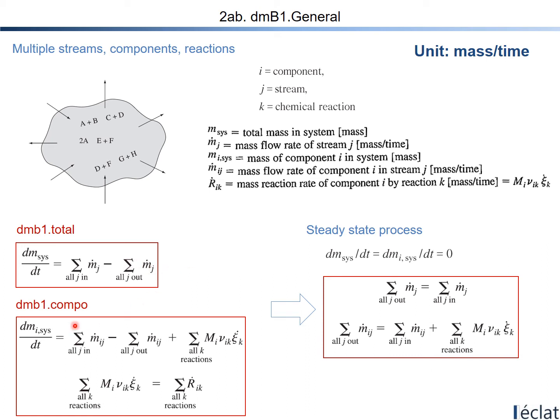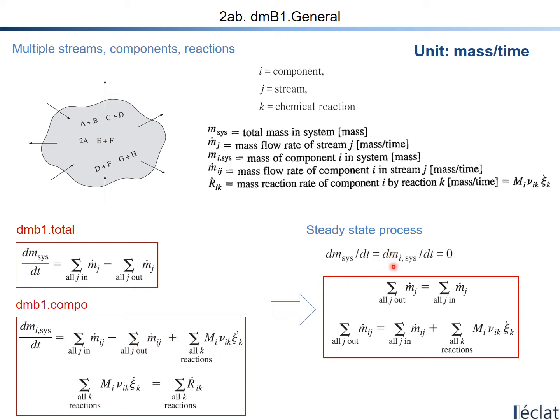Let's go to the component version of the differential mass balance equation. Almost the same. dm/dt, accumulation, is equal to in minus out plus generation minus consumption. Of course, you should use the summation symbol for all input streams, all output streams, or all reactions. But the basics are the same: accumulation is equal to in minus out plus generation minus consumption.